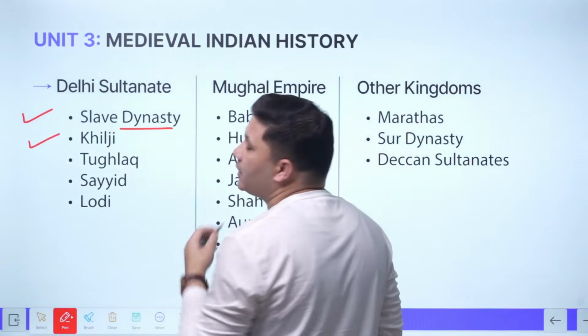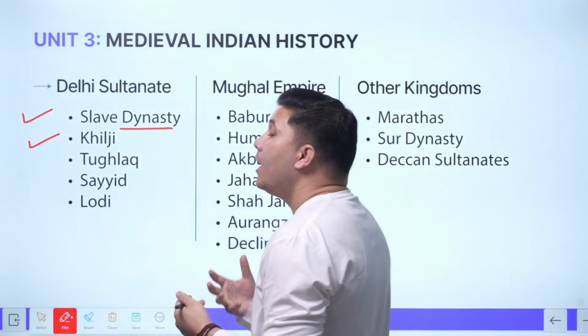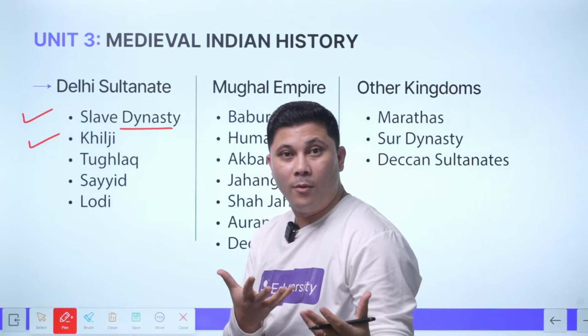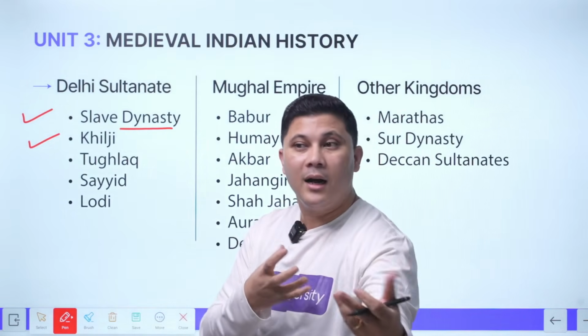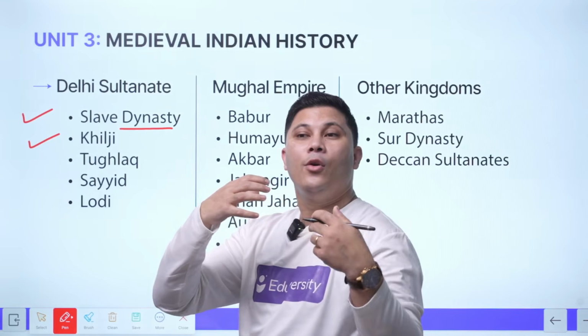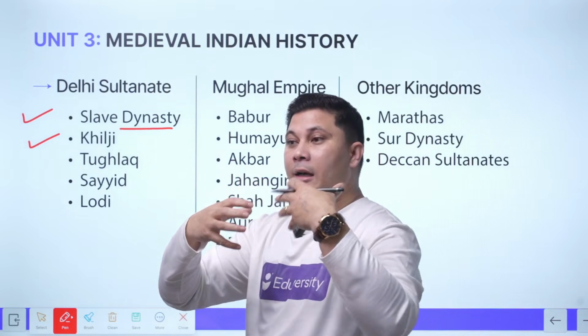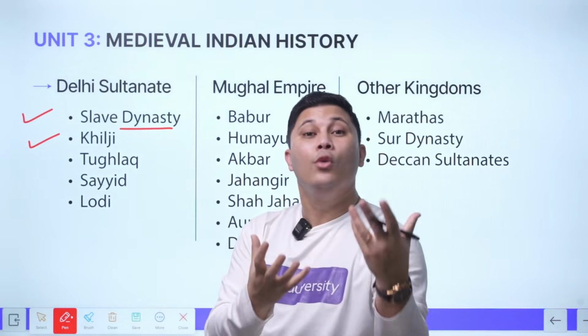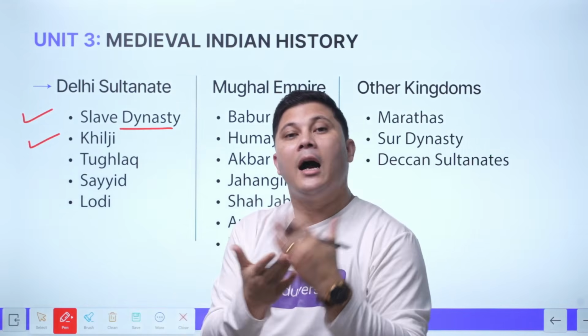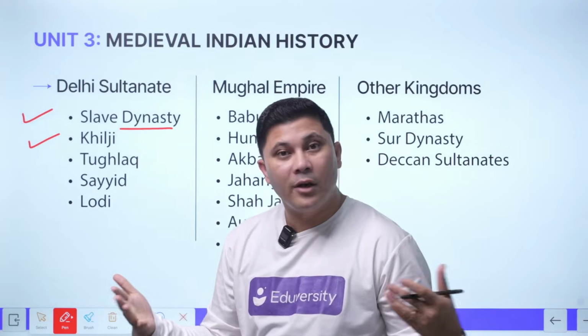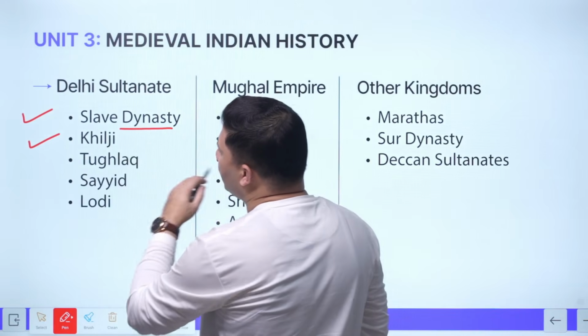Then the Khilji dynasty: Alauddin Khilji, his reforms, his market reform, branding of the horses like Dagh, and developing some new strategies like Huliya and Chehra. You got the point, right? How he will start the measurement of land. So the Khilji dynasty you have to understand.